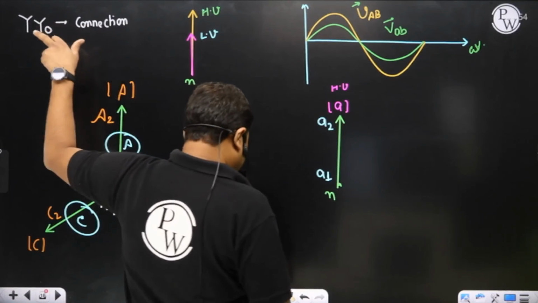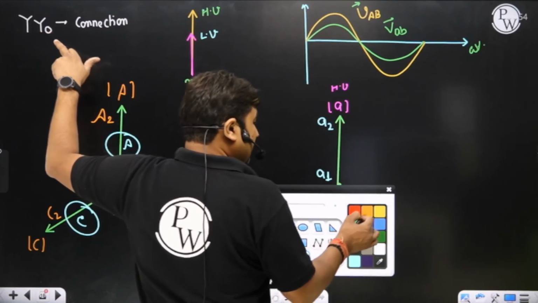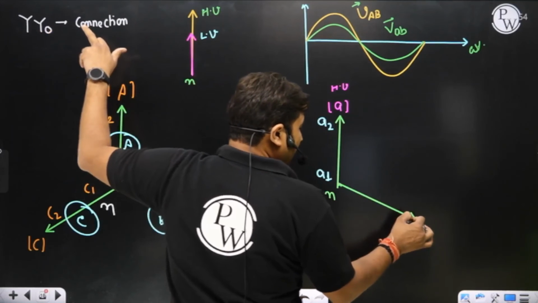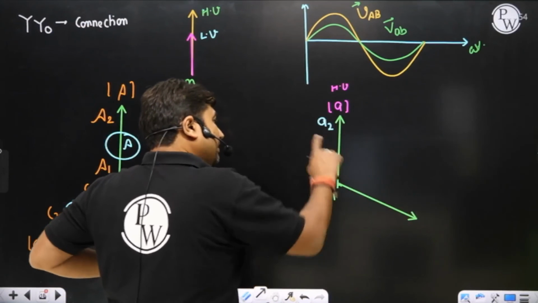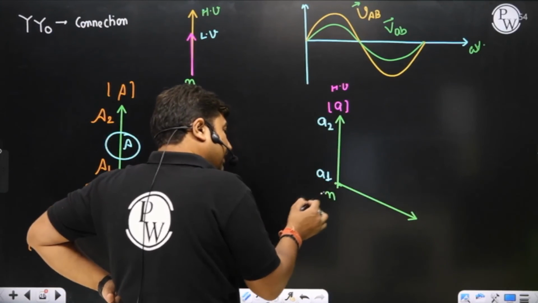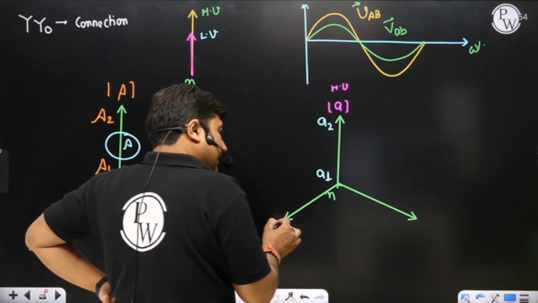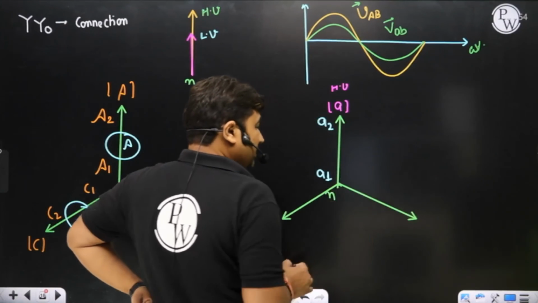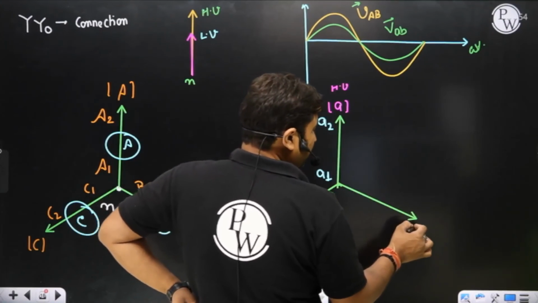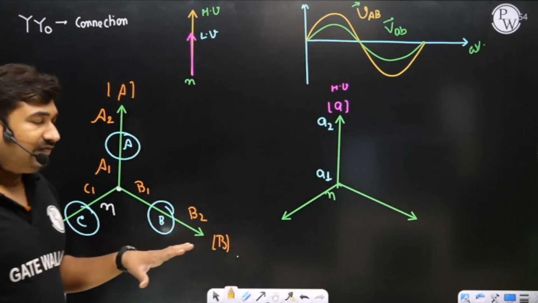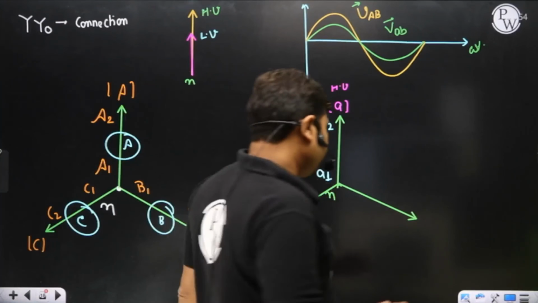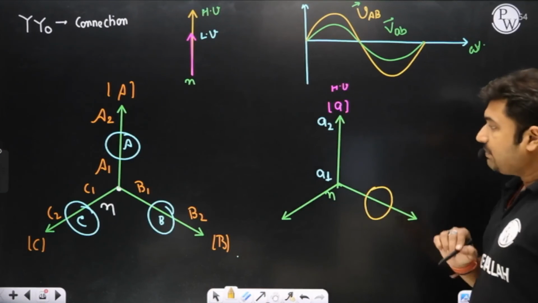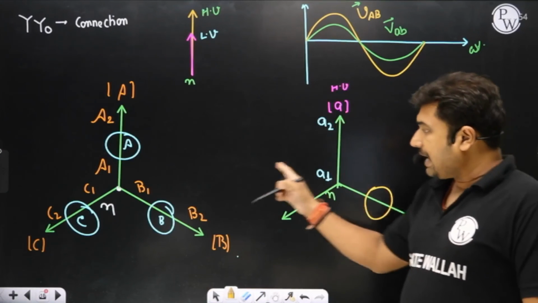LV side is also in star and all the phases are identical. So I am drawing a line which is equal in magnitude to A2A1, but 120 degree from A2A1. Then again 120 degree from A2A1 I am drawing C2C1. Now please observe. We have to identify. Now this is a star. This line is in parallel to which line?